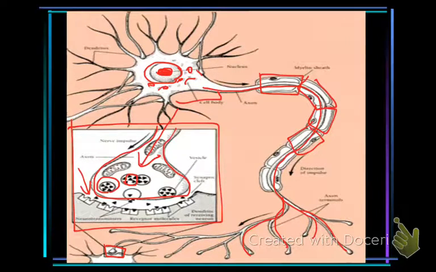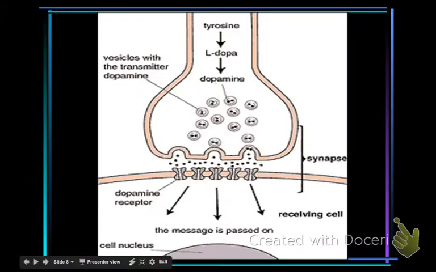There's a space here, and it's the chemicals, the neurotransmitters, that go across that space. It's called the synaptic cleft. Don't worry about that right now, but it's the chemicals that go across that space that allow one nerve cell to communicate with the next. So they don't actually touch each other.